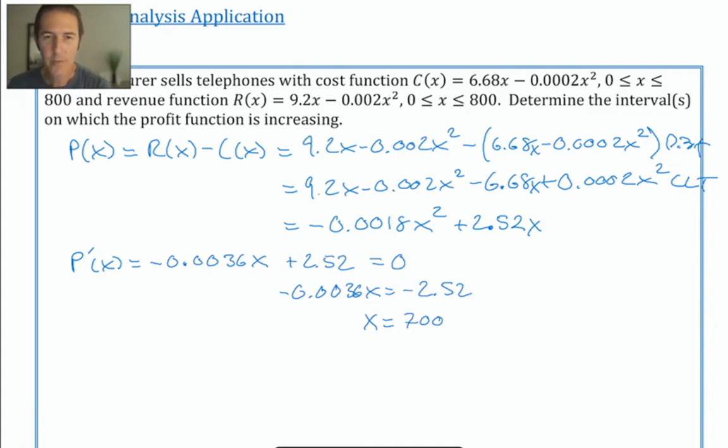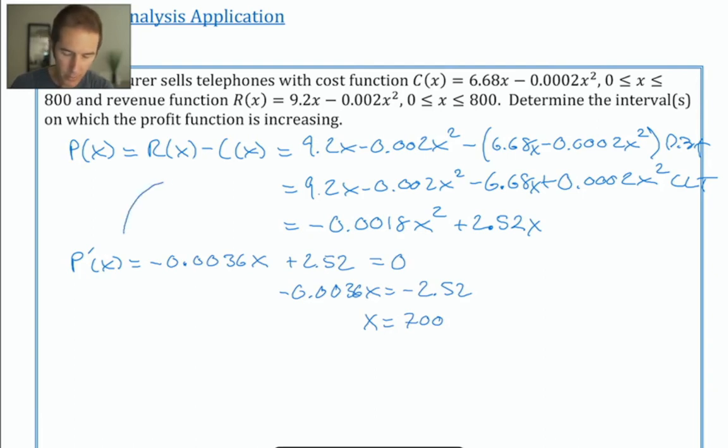So x equals 700 is the point where our profit function is neither increasing nor decreasing. You might want to include that in your notes, because when x equals 700, our first derivative is equal to 0. That tells us that our profit is neither increasing nor decreasing. The 0 is what tells us that. And when is it happening? When x equals 700. What's happening to the left or to the right of 700?